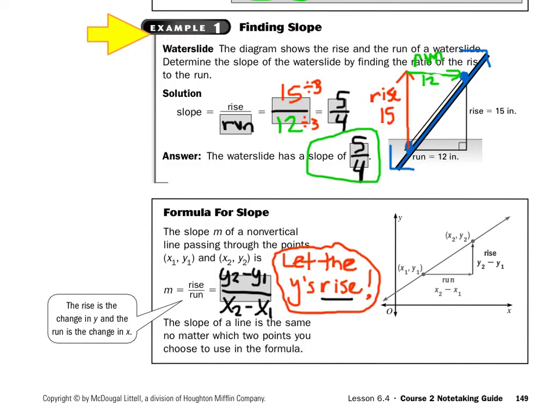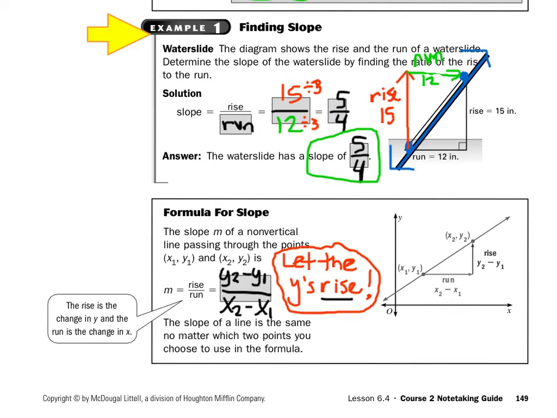So this is showing you a water slide. The diagram shows the rise and run of a water slide. Determine the slope of the water slide by finding the ratio of the rise to the run. So remember, slope is always rise over run. And so take a look at the picture. Now I used the blue, my line, to show you. This is the water slide, okay?